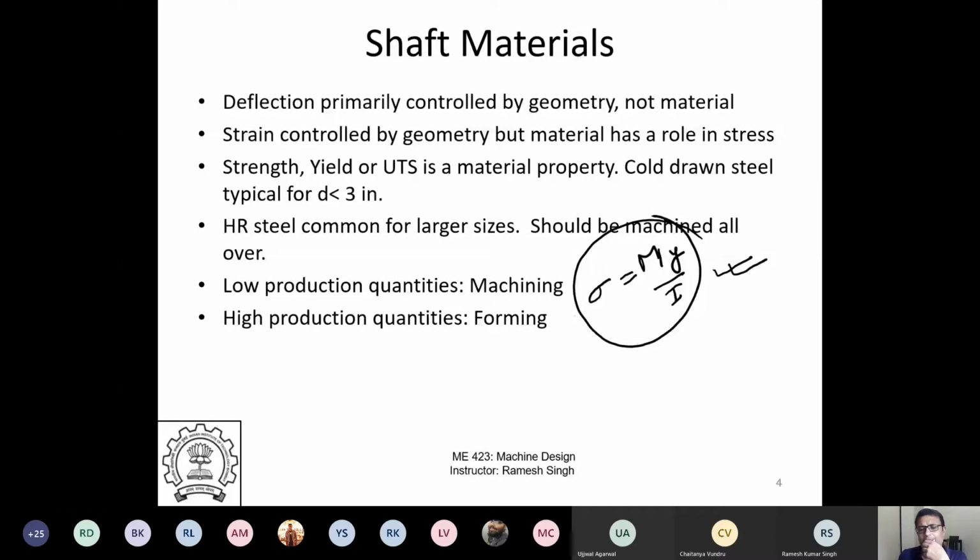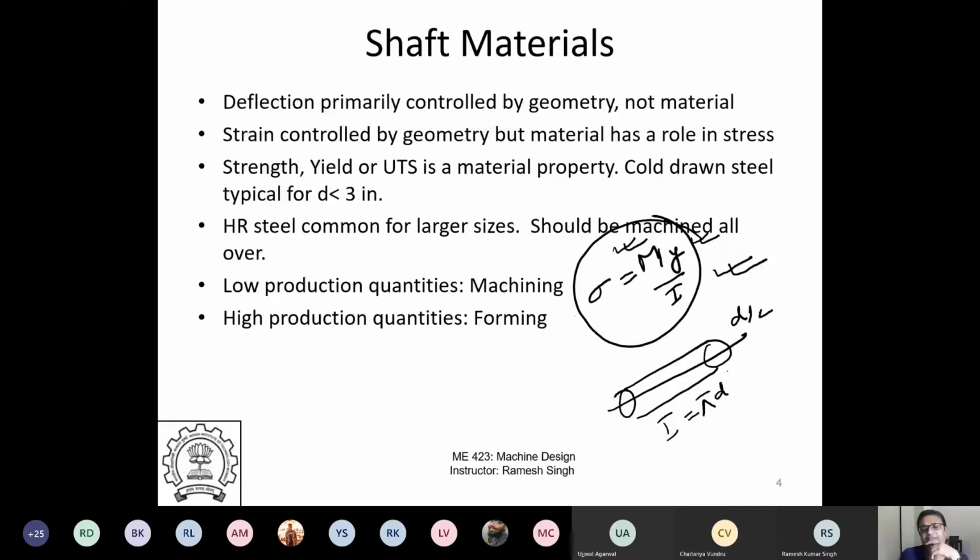I want an answer from you, because moment is what I'm applying. Y, the maximum Y, would be the shaft diameter divided by 2. So D by 2 will be Y, and I is also a geometric parameter, pi D^4 by 64.